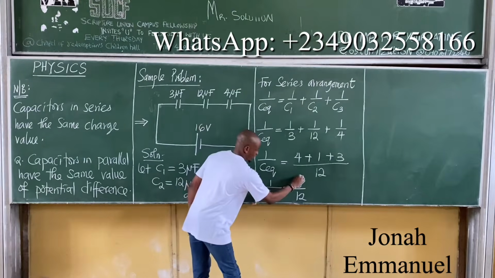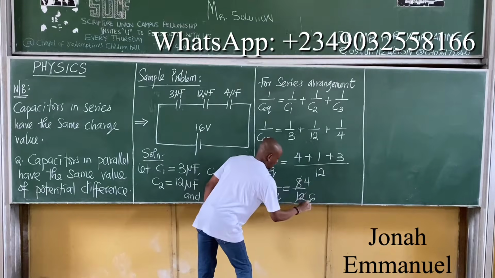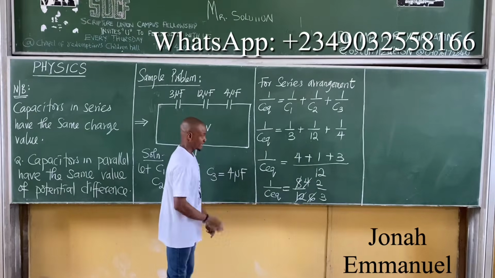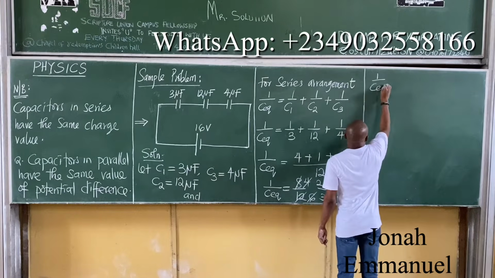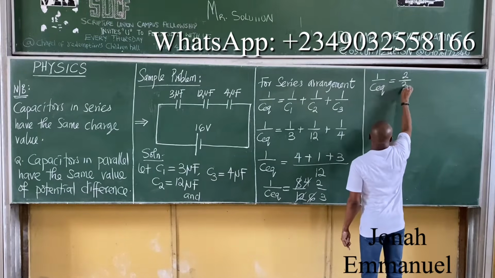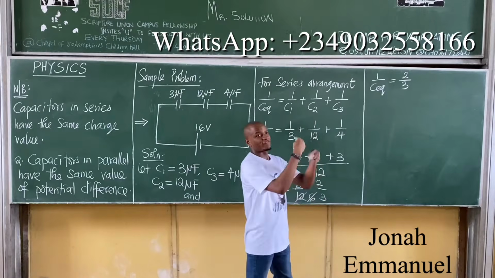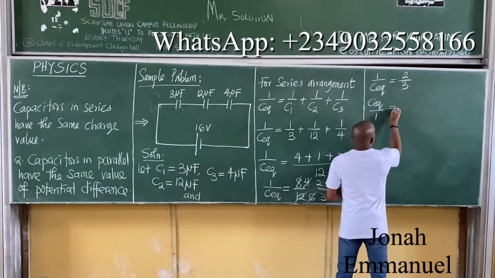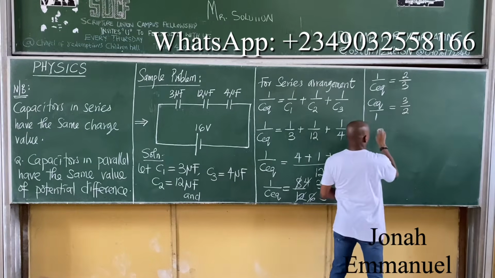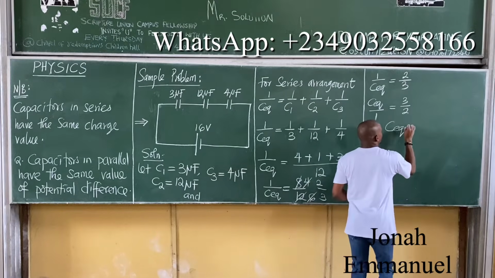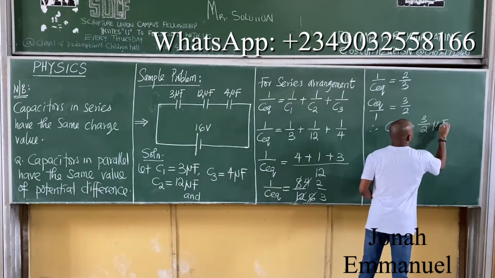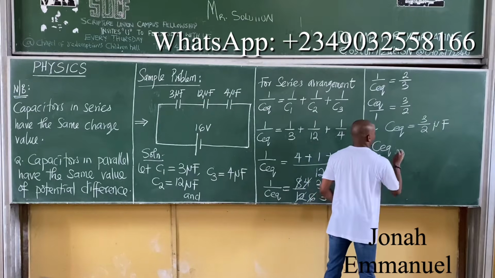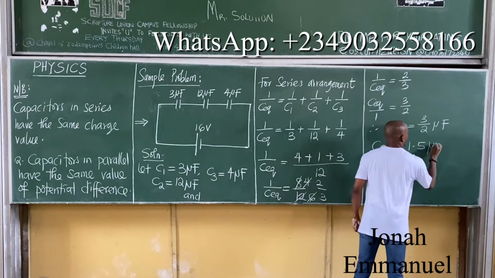Reduce to the lowest term: 2 here, 4; 2 here, 6; so I have 2 over 3. So 1 over CEQ is equal to 2 over 3. To get your equivalent, we invert. So CEQ over 1 is equal to 3 over 2. Therefore, my equivalent capacitance is 3 over 2 microfarad. Expressed as a decimal, the equivalent capacitance is 1.5 microfarad.